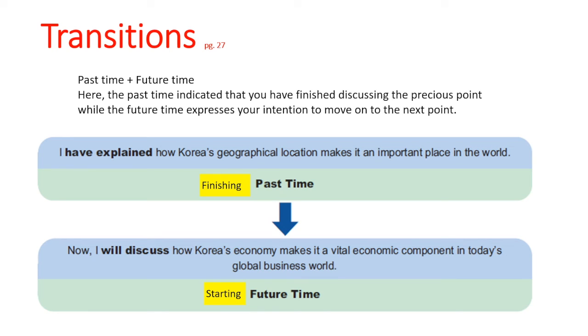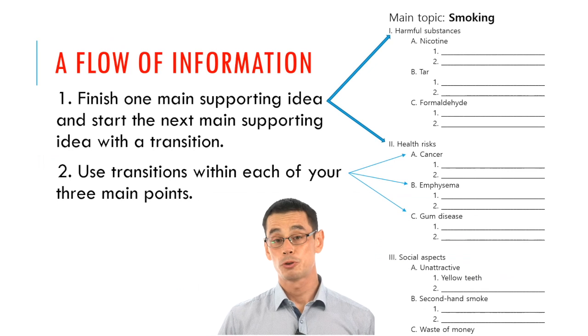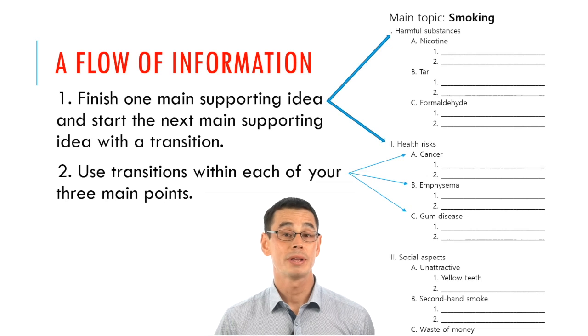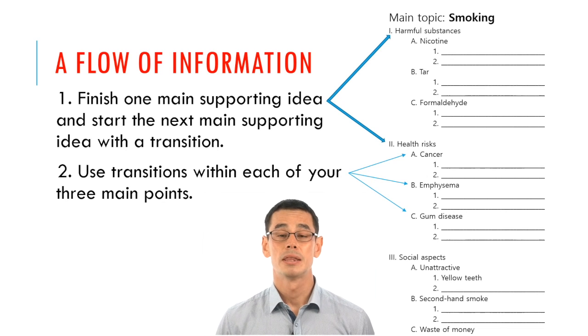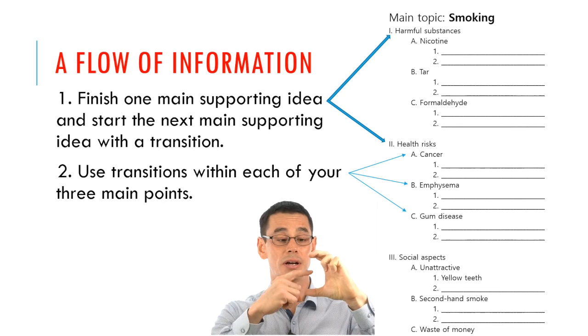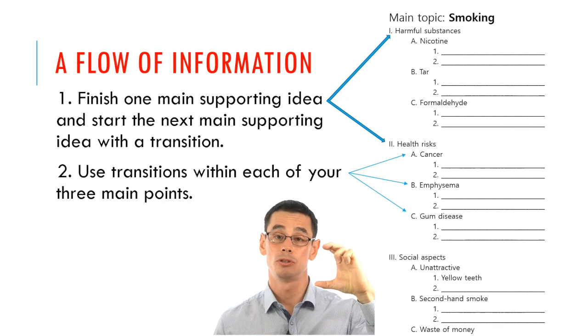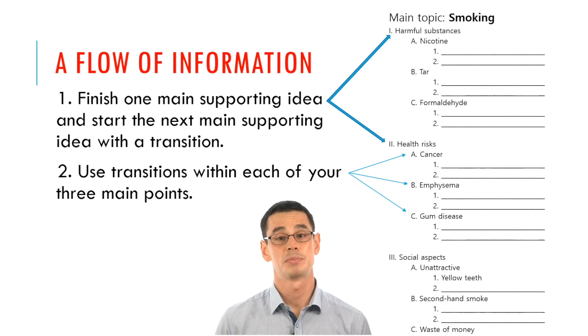So in this example, it says, I have explained how Korea's geographical location makes it an important place in the world. Now, I will discuss how Korea's economy makes it a vital economic component in today's global business world. This is, again, easy for the audience to understand. So with transitions, remember in a presentation, we only have one chance to hear you. So make sure you have nice, long transitions between each of your main supporting details. Then within each of your main supporting details, you have other details. For those details you still need to use transitions, but you can use shorter transitions, words like next, then, after that, second, and so on.